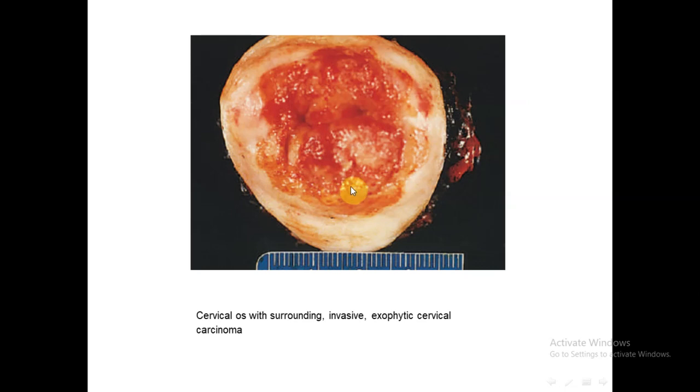Let's start with the diseases of the uterine cervix. Here we have cervical cancer, which surrounds the cervical os. This is the cervical os, and this is the tumor, which presents as an exophytic tumor that surrounds the os. Here we have a mass which is more likely to be, microscopically, a squamous cell carcinoma.